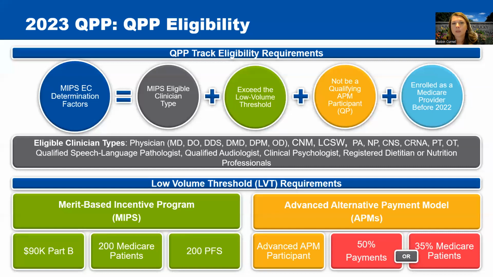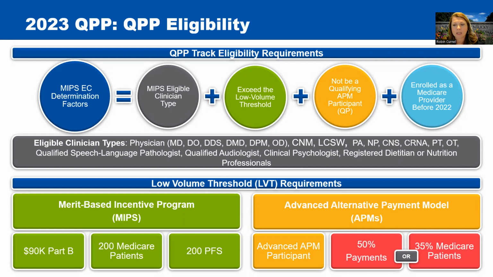Thanks, Tabitha. So yes, as she mentioned earlier, with the Quality Payment Program eligibility, there are some eligible clinician determination factors. One, they have to be an eligible clinician type, which we've listed on the screen here for you. They have to exceed that low volume threshold and not be a qualifying participant in an alternative payment model, and they must be enrolled as a Medicare provider for at least 1 year prior to that performance period.